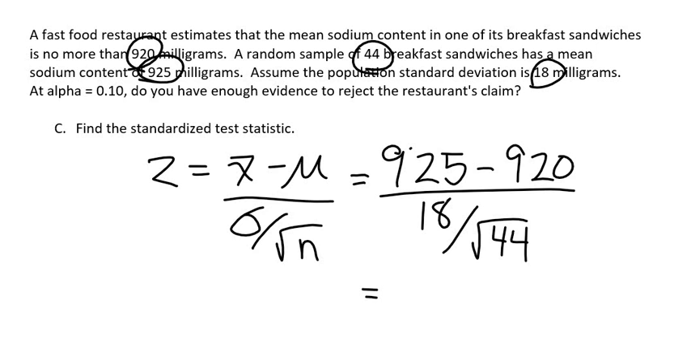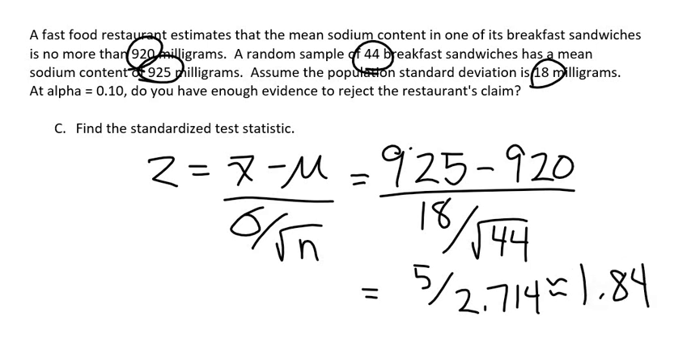I'm going to simplify the numerator and I'm going to simplify the denominator. 925 minus 920 is 5. And then 18 divided by the square root of 44 is 2.714. And this is approximately equal to 1.84. So my standardized test statistic is 1.84.